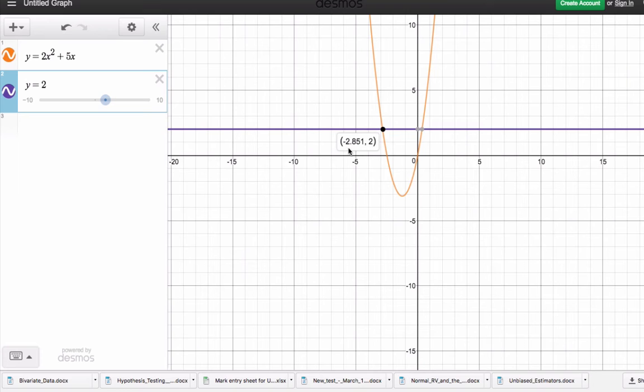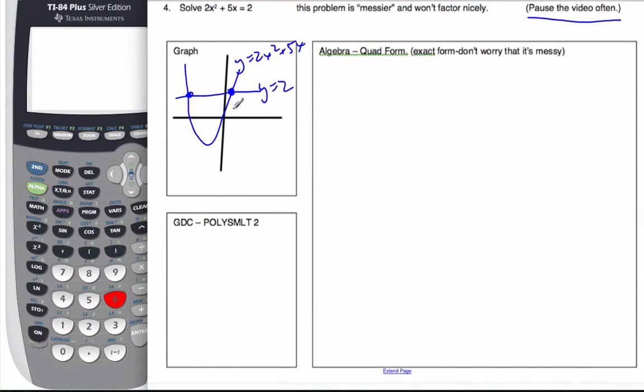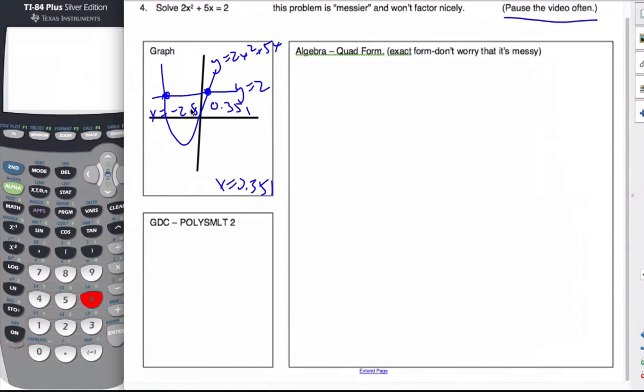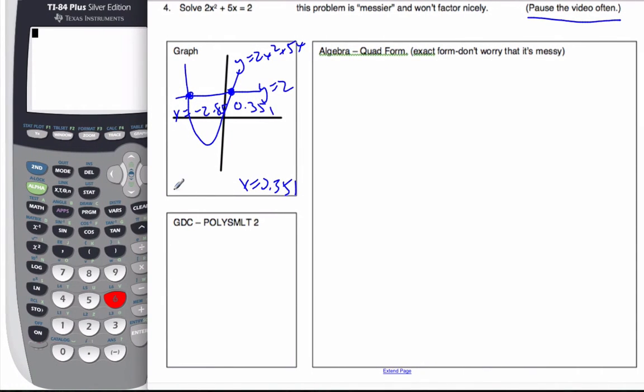I get negative 2.851 and 0.351. So x is equal to 0.351, or x is equal to negative 2.85 to three significant figures. Negative 2.85 is the answer here. Two values, three significant figures.